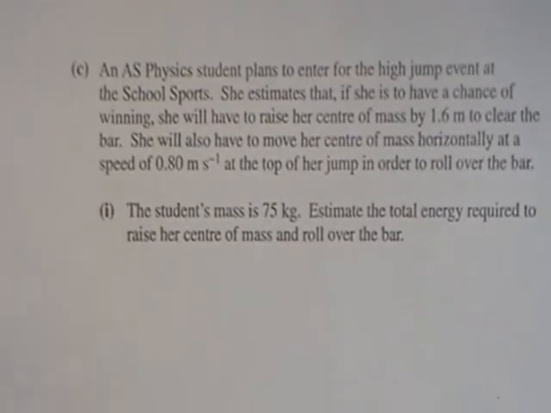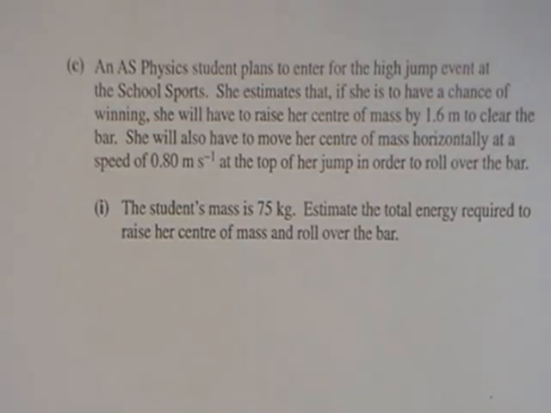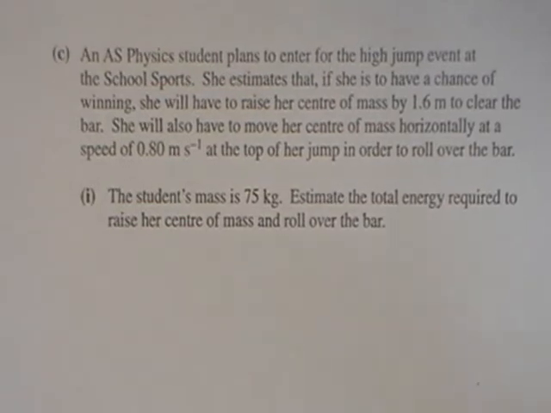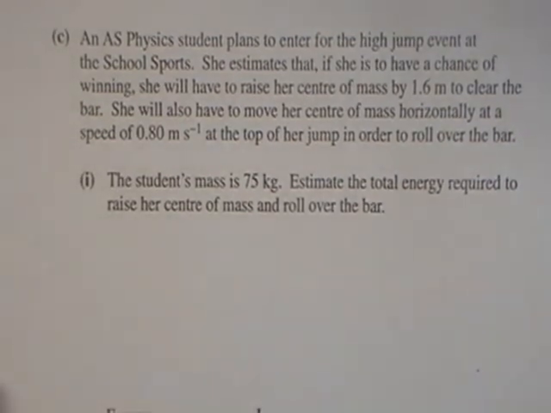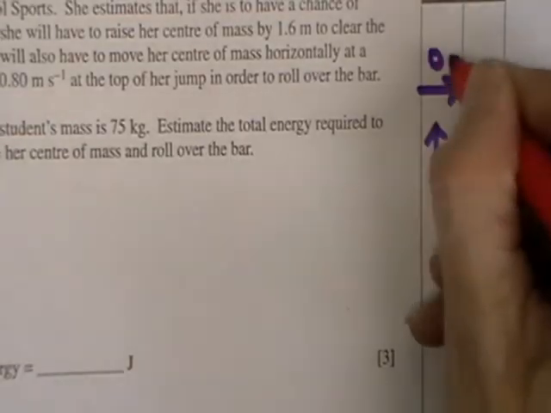Part C. An AS physics student plans to enter for the high jump event at the school sports. She estimates that if she is to have a chance of winning, she will have to raise her centre of mass by 1.6 metres to clear the bar. She will also have to move her centre of mass horizontally at a speed of 0.8 metres per second in order to roll over the bar at the top of her jump. So she's got two types of energy she has to have. She must be able to raise her height by 1.6 metres, and she must also be moving at a speed of 0.8.